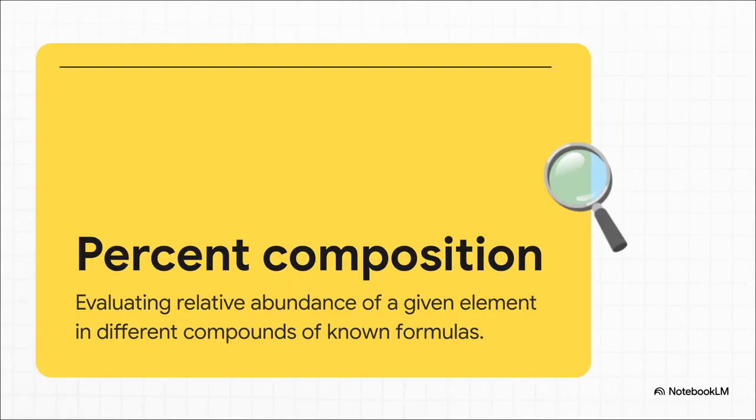This is where our hero concept steps in, percent composition by mass. Formally, it's defined as the relative abundance of a given element in a compound of known formula, but realistically, just think of it like a nutritional label on your food. You know how you check a label to see exactly how much sugar is hiding inside? It's exactly like that, but for chemical compounds. It's a foolproof tool that consumers, like our farmer, use to figure out the true amount of active ingredients they're actually buying.